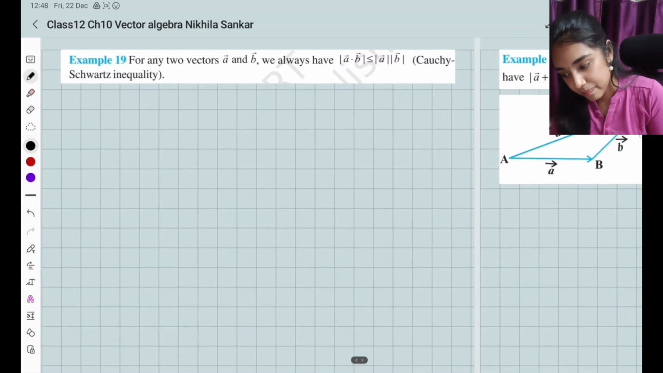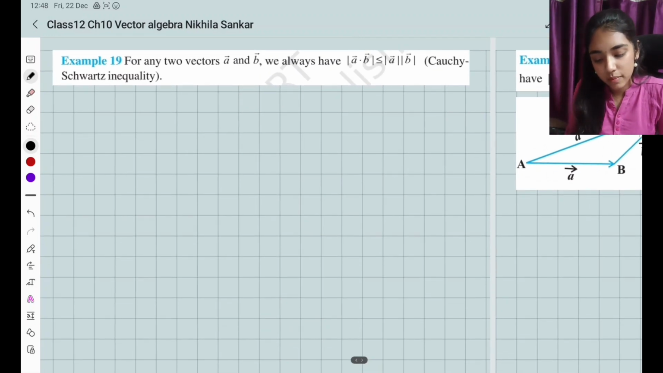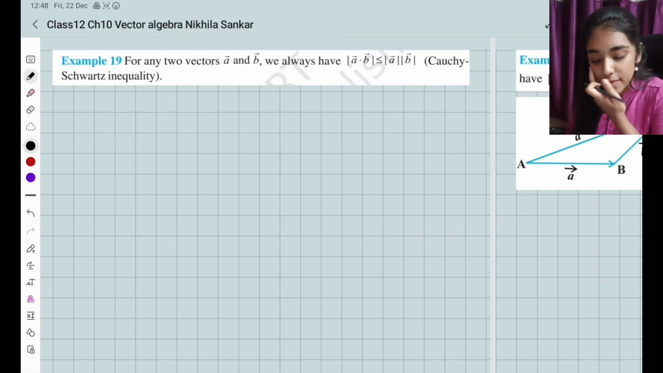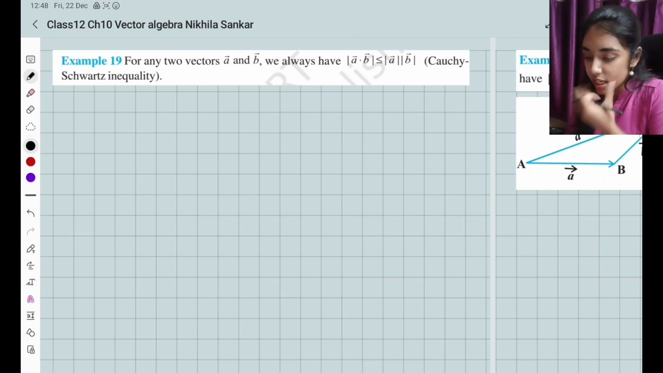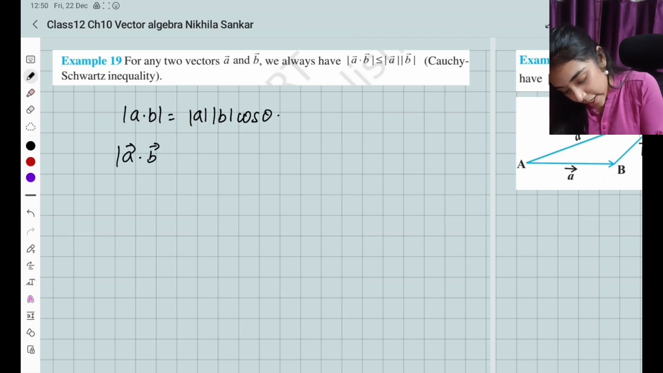Example 19. For any two vectors a, b, we always have a dot b less than or equal to mod a, absolute value of a, absolute value of b. They are asking us to check if this is correct or not. So how do we check this? What do we know? We know that a dot b equals mod a mod b times cos theta. So when I bring it to the other side, a dot b divided by magnitude of a vector times b vector equals cos theta.